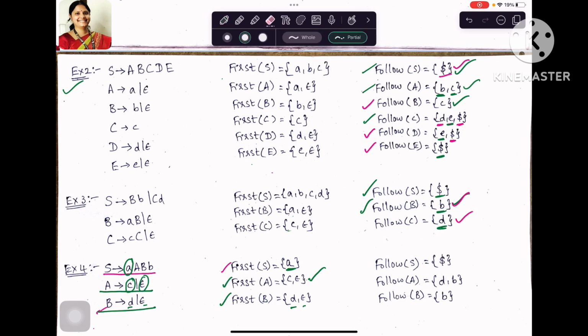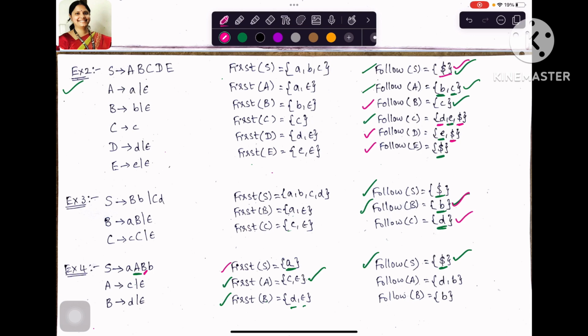So now let us calculate the follow of the productions. So first we will calculate the follow of S. S is a starting symbol, so we placed dollar here, and we don't find S in the right hand side of the productions. So the result of follow of S is only dollar. Next we will calculate the follow of A. So the follow of A is B. The follow of A is B.